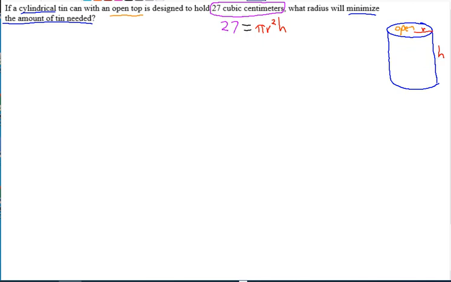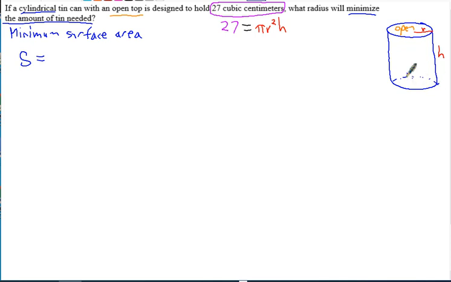So here we're trying to find the minimum surface area. So that's going to be our main equation. S equals. Well, the surface area for a cylinder, notice it just says the top is open, so we can assume the bottom is closed here.